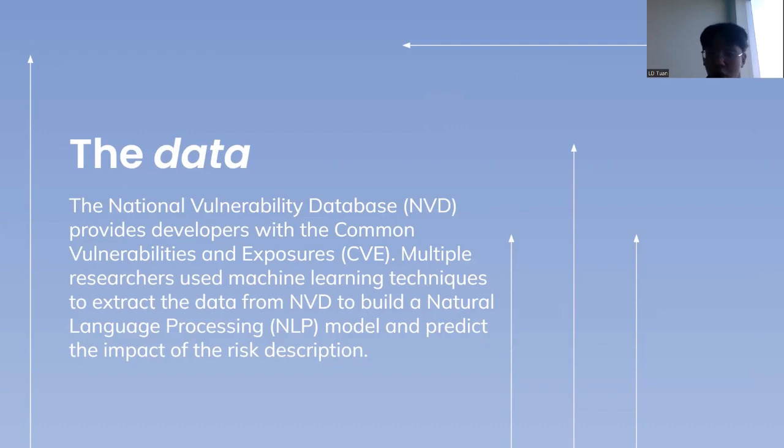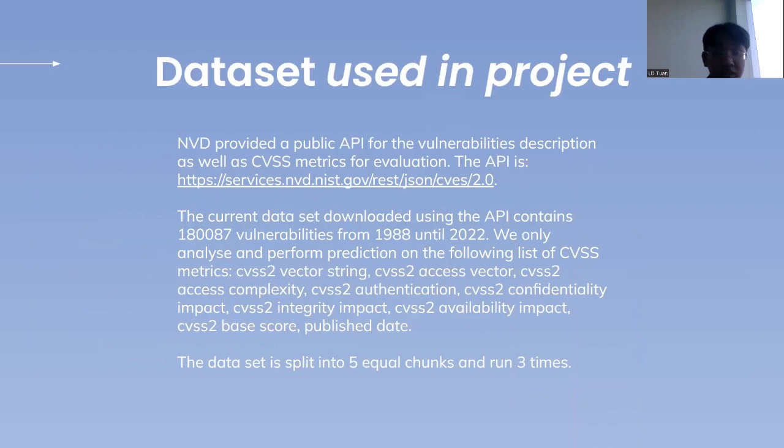Multiple researchers also use this database to create machine learning or deep learning techniques to extract data from NVD, then build natural language processing models to predict the impact of the breach based on the description and the code alone, to reduce the manual work done by IT professionals. NVD provides us with a public API for vulnerability descriptions as well as CVSS metrics for evaluations, which can be seen here.